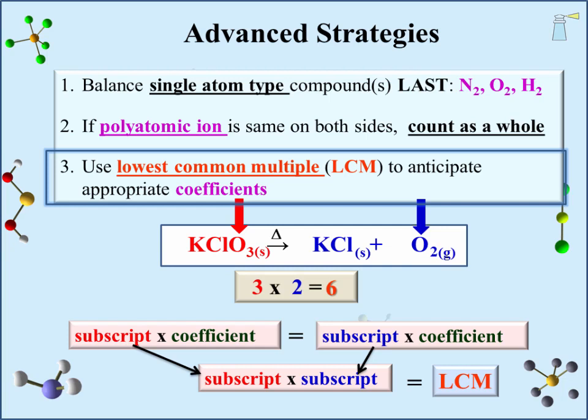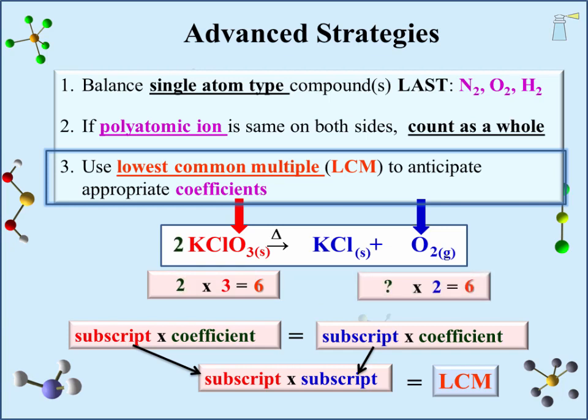Getting the LCM in this manner assures us that multiplying the subscripts by the appropriate coefficients will produce the same whole number value for the atom type on the reactant side and on the product side, which of course is the objective of balancing. The appropriate coefficient for the potassium chlorate will have to have some number times 3 that equals 6, the LCM. That value is 2. And for the molecular oxygen on the product side, the subscript 2 times the coefficient will equal the LCM of 6. The appropriate coefficient will have to be a 3.